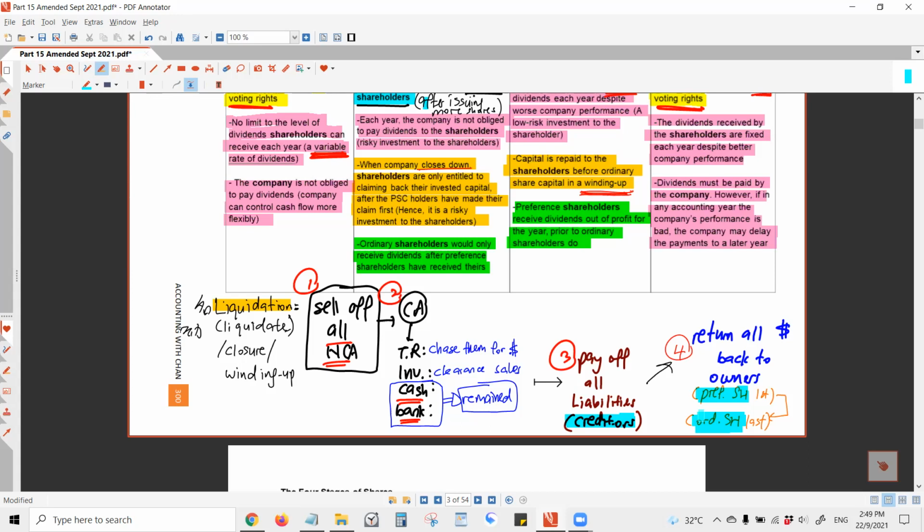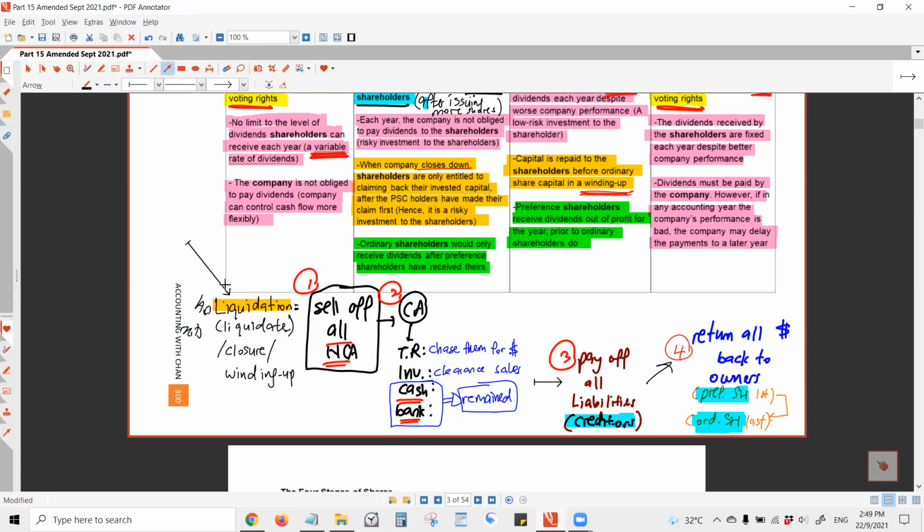So if you are the kind of person who thinks out of the box, you could be thinking, is it possible for any one of them to not get back their money? Because in the first place, when you close down your company, there must have been some problems in your company, right?